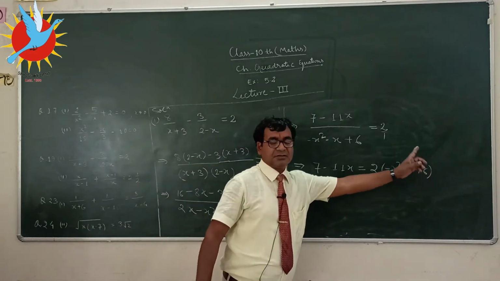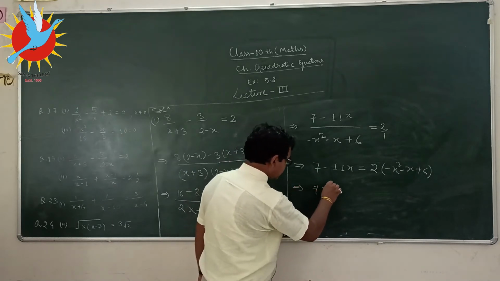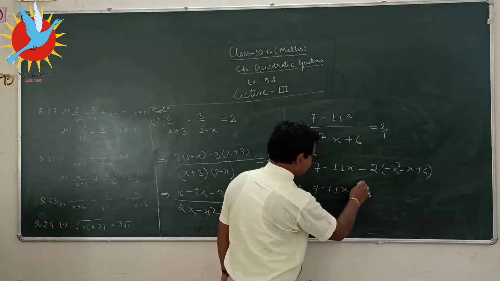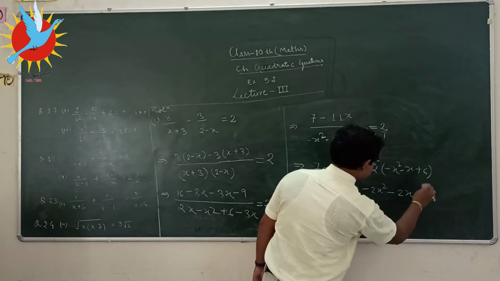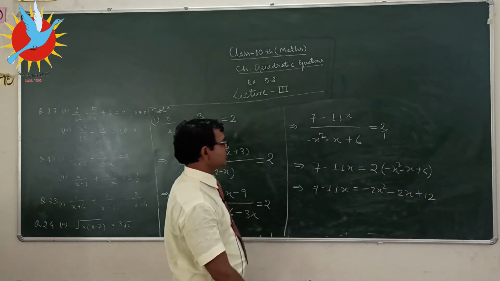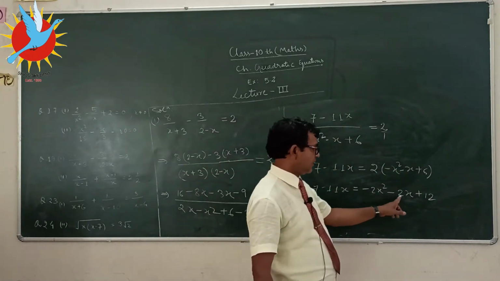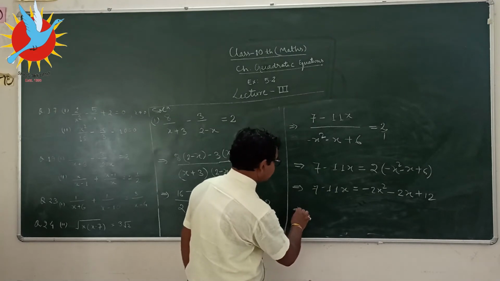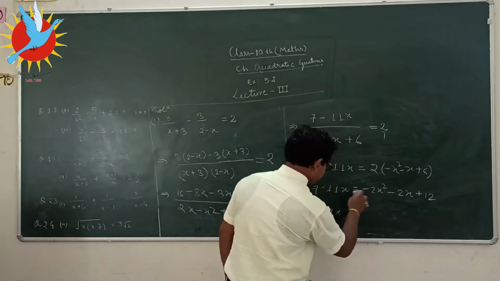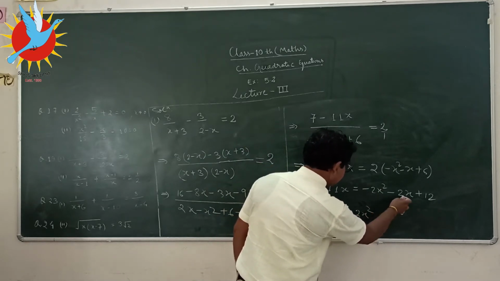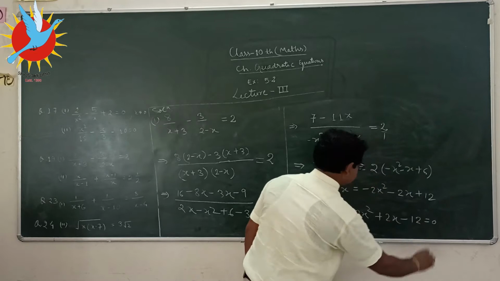Now multiply this in all terms of this expression. We have 7 minus 11x equal to minus 2x square minus 2x, 2 sixes are 12, plus 12. Now transpose all these terms to the left hand side. The sign of all the terms should be changed. So here we have 7 minus 11x, this will become plus 2x square, this 2x, and this will become minus 12 equal to 0.